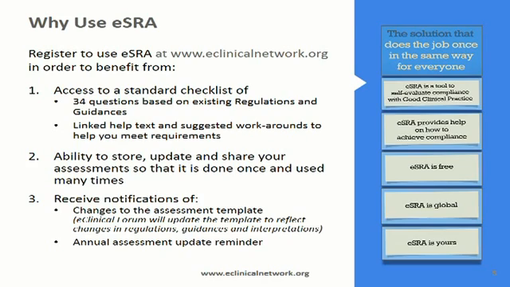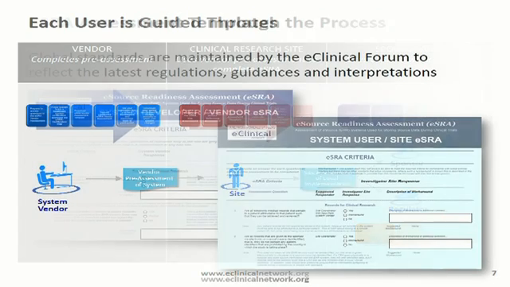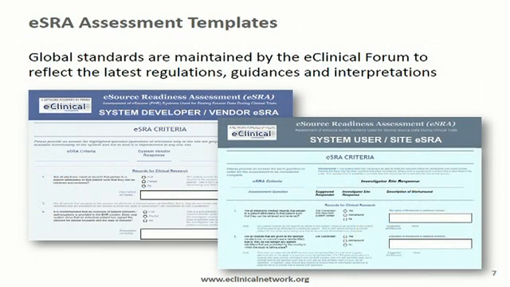Once registered and logged in, you are presented with resources to help you participate in eSRA. An easy to follow arrow assists you with completing your eSRA tasks. This guide arrow is available for each of the user types that will use eSRA, such as the system vendor, the clinical research site, the sponsor or clinical research organization, or regulator. The eSRA checklists are maintained by the eClinical Forum. This is so that they improve based upon learning and your feedback, and so that they reflect the latest regulatory guidance.